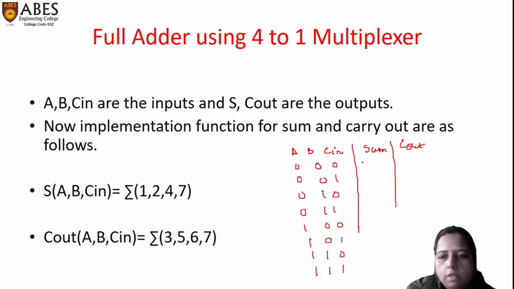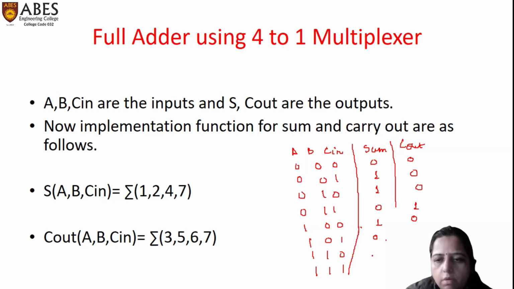Out of these, for the first case the sum is 0 and carry is also 0. For the second case, the sum is 1 and carry is 0. For the third case, 0, 1, 0, the sum is again 1 and carry is 0. For 0, 1, 1, 1 plus 1 is 0, so sum is 0 and carry out is 1. For the next case, 1, 0, 0, the sum is 1 and carry is 0. For 1, 0, 1, the sum is 0 and carry is 1. For 1, 1, 0, again 0 and 1. And for the last case, we have 1, 1.